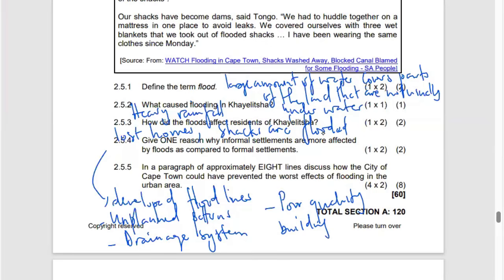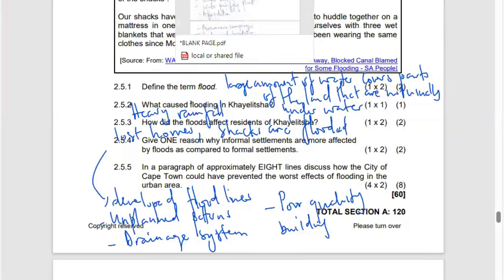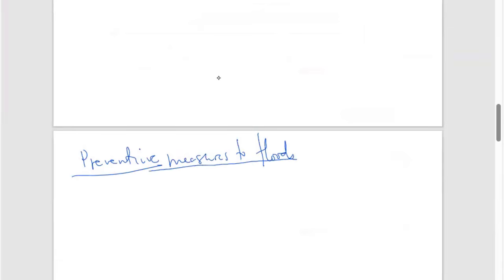Then it says in the last question, in a paragraph of approximately 8 lines, discuss how the city of Cape Town could have prevented the worst effects of flooding in the urban area. How could they have prevented? Ways of preventing flooding, how would they have prevented this typical problem of the flood? Right. So we are looking at preventive and precautionary measures to a flood. What could have been done?